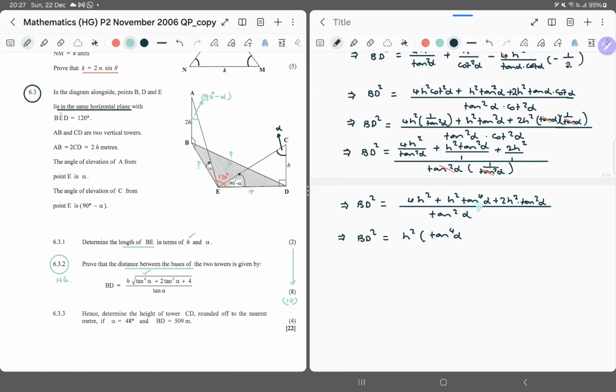Now, what is left here? 2. This one is going to be 2 10 squared alpha. Is it alpha or alpha? Is alpha. Don't talk nonsense, Mr. Sir.